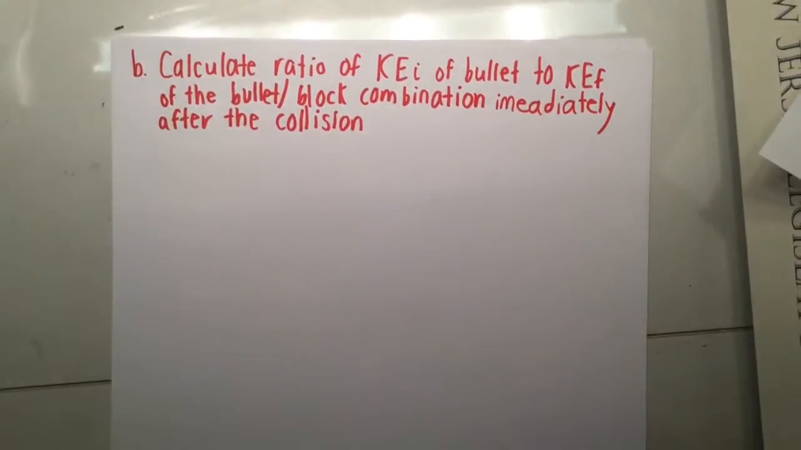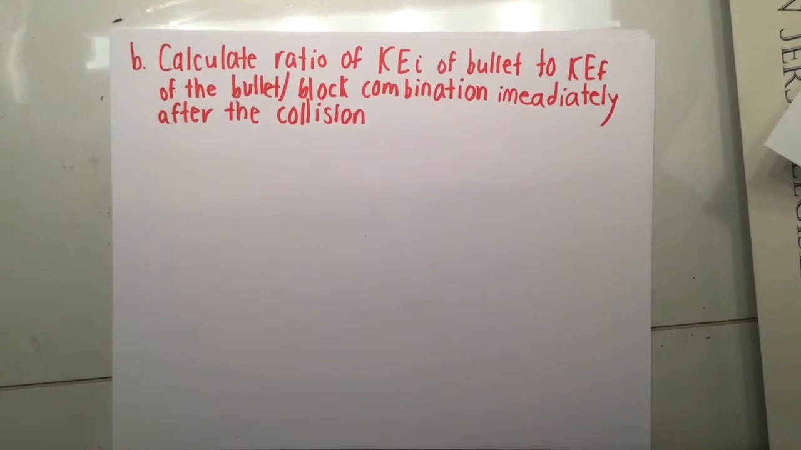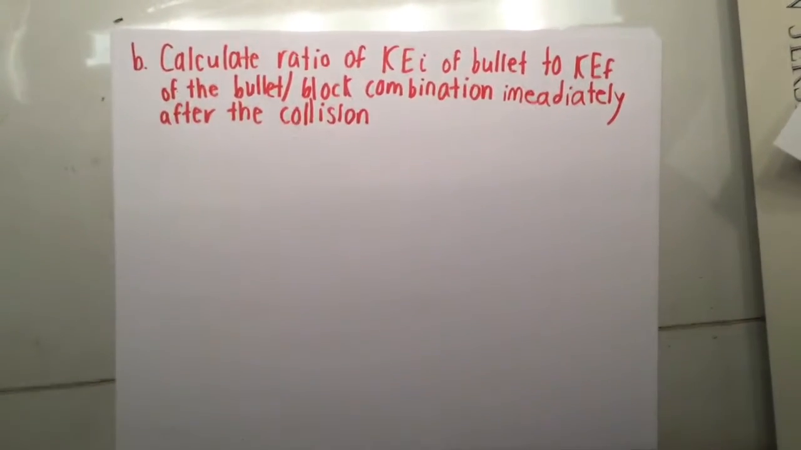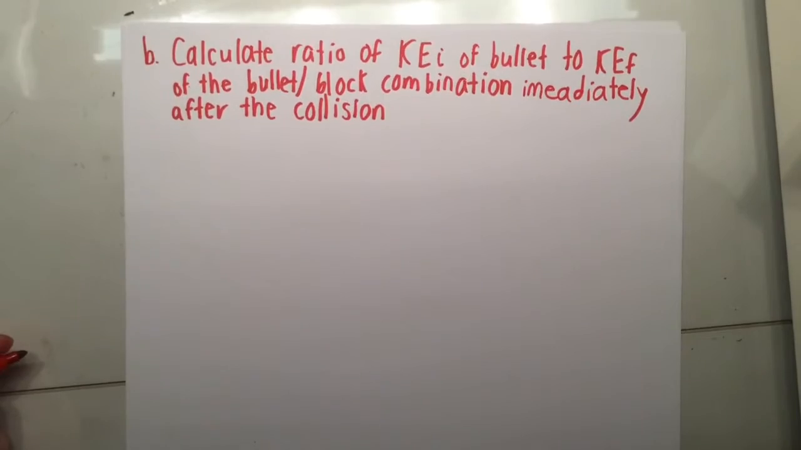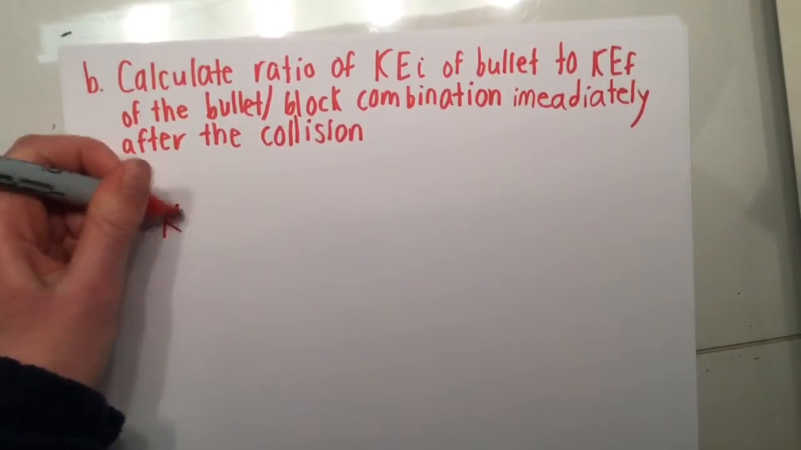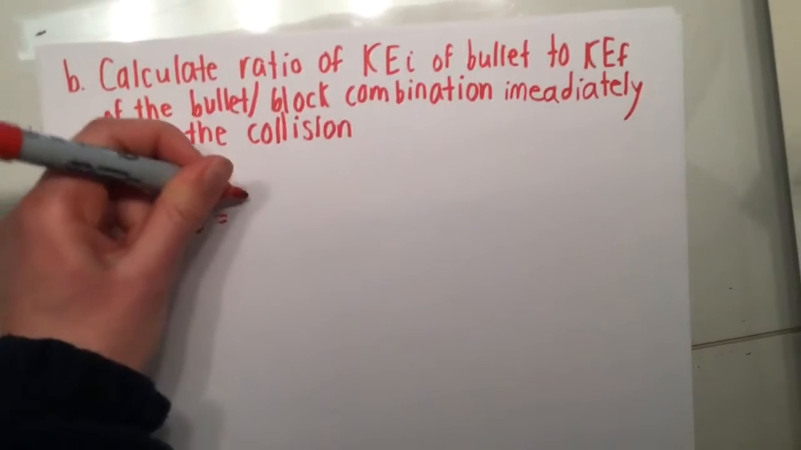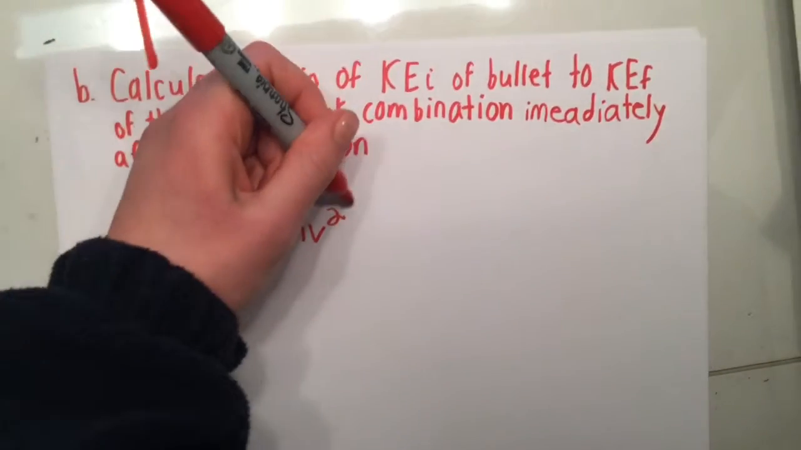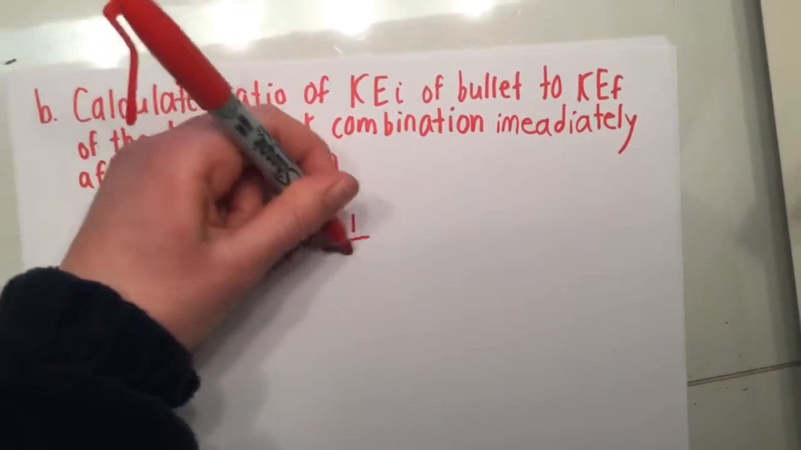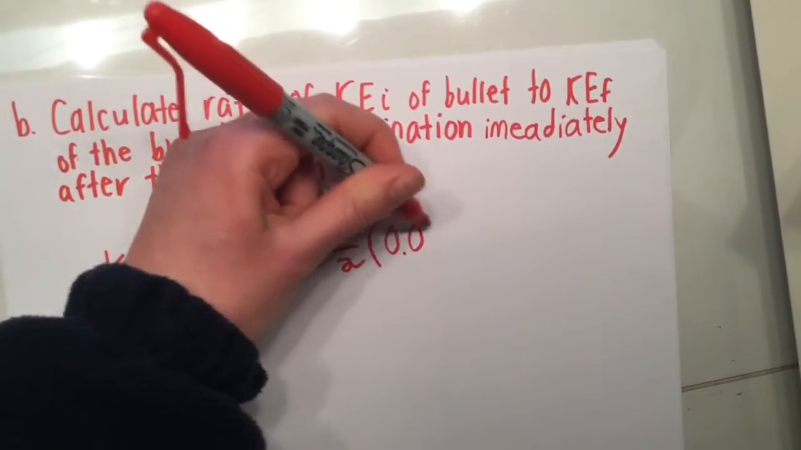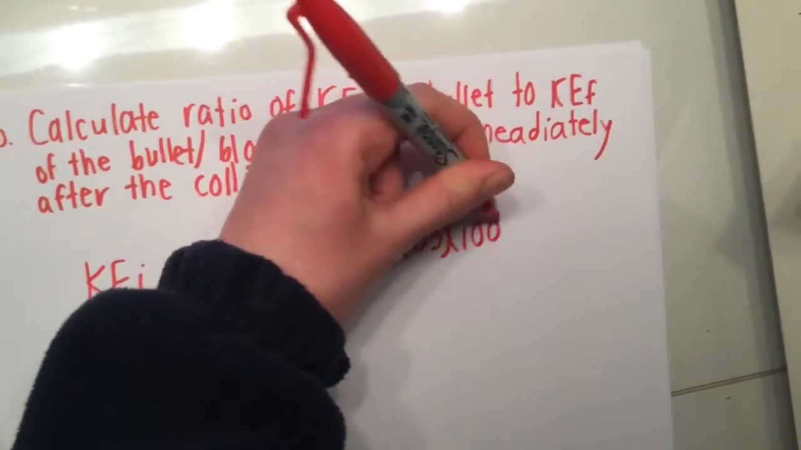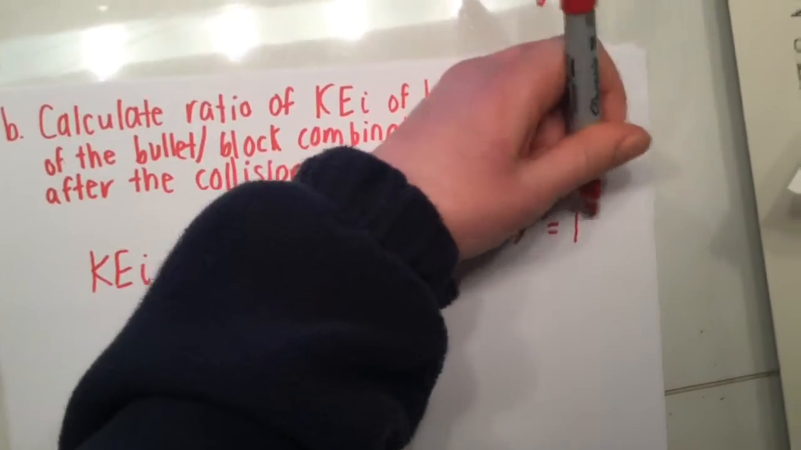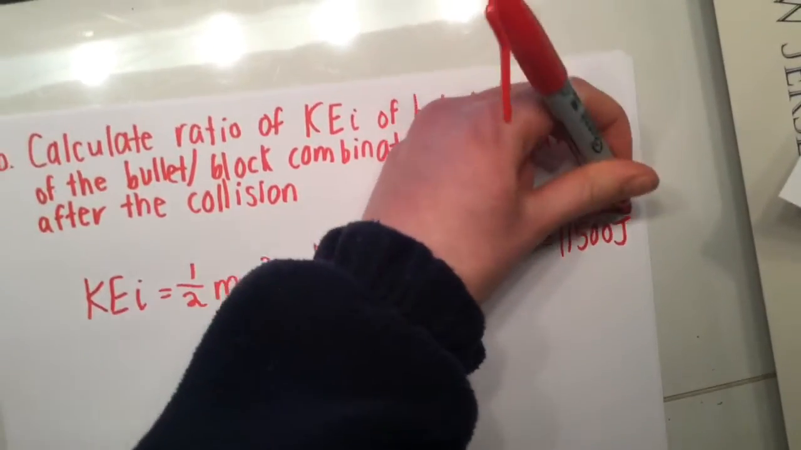Now for part B, we must calculate the ratio of the initial kinetic energy of the bullet to the final kinetic energy of the bullet-block combination immediately after the collision. So first we must find what the initial kinetic energy is. KE initial is equal to 1/2 m v squared. Now by plugging in our values, 1/2 times 0.003 times 1,000 squared, we see that the initial kinetic energy equals 1,500 joules.